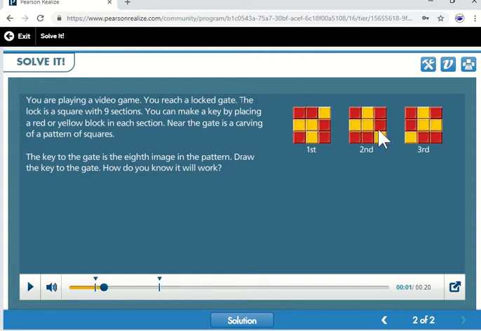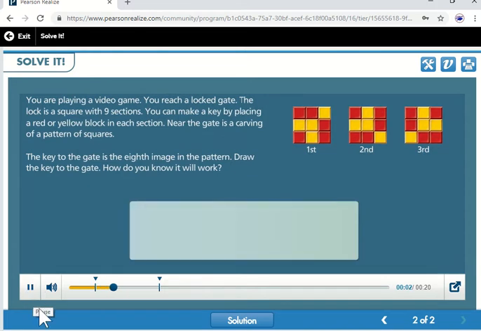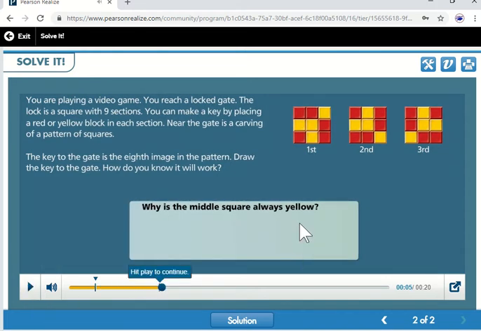So looking at this, you should try to figure out on your own before hitting play what you think the pattern is, and basically how you would get your way to the 8th image. So do we see a pattern here? And as I hit play, why is the middle square always yellow?